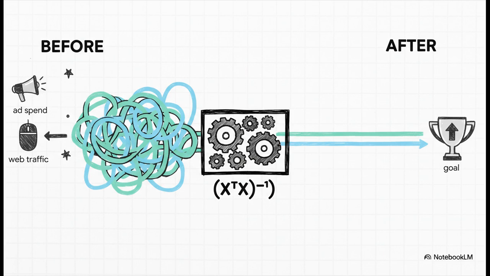Think about it. Let's say you increase your ad spend. Well, that probably also increases your website traffic, right? The two are connected. Without this part of the formula, you might accidentally give both ad spend and web traffic full credit for the same sale, which would totally skew your results. This term mathematically figures out that overlap and makes sure each driver only gets credit for its unique, independent contribution. It's what makes the whole model so intelligent.